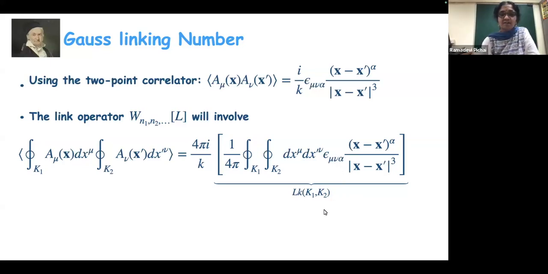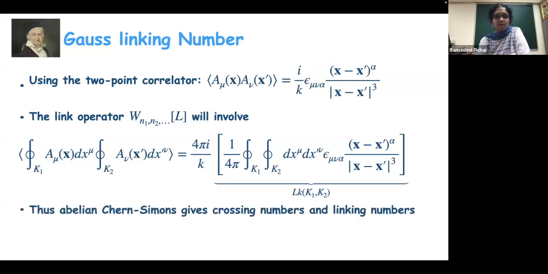Okay, so these are the systematic exercises one could do in abelian Chern-Simons theory, and you can get explicitly the linking number for links and crossing number for knots. So what is the upshot of what abelian Chern-Simons theory can achieve for us? Abelian Chern-Simons theory cannot give any more information. It can only capture either the linking number or the crossing number.